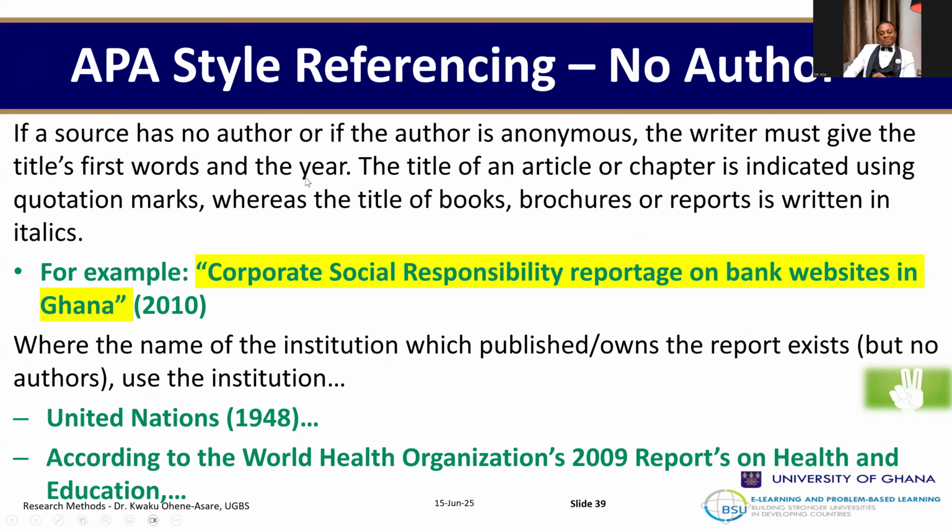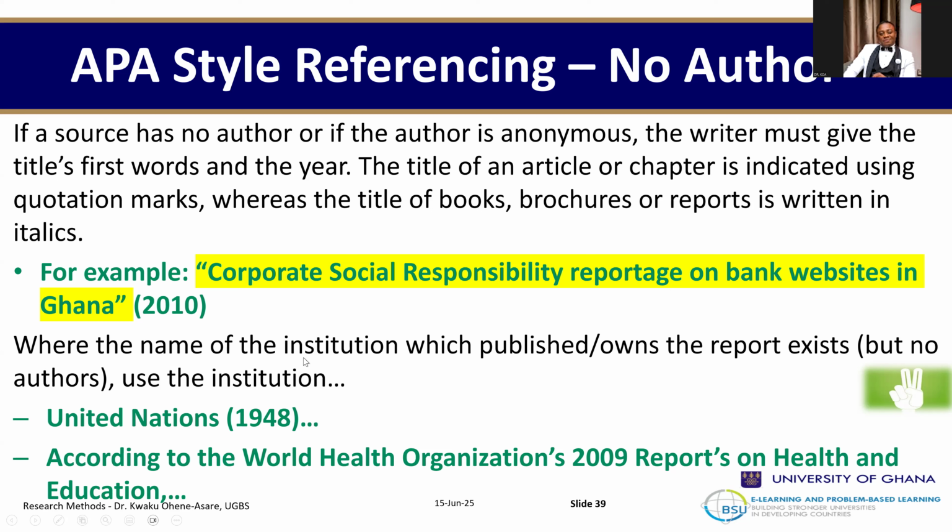Okay. Now, what if there is no author to the work? Sometimes a source will have no author, or the author is anonymous. In that case, the writer must give the title's first word and the year. So you should just write it like this. You give the title, Corporate Social Responsibility Reportage on website in Ghana, blah, blah. So there is no author's name. So this is how you write it, United Nations 1948.